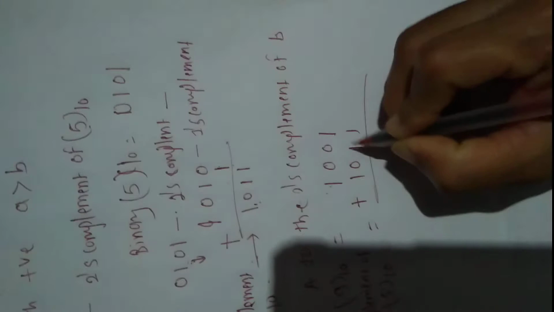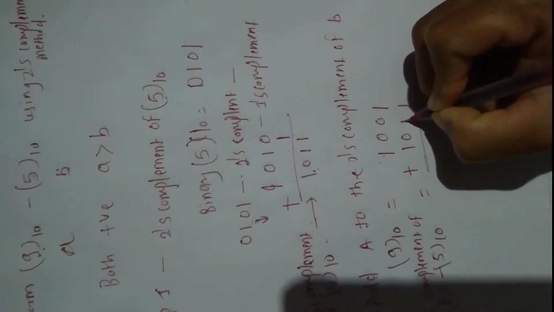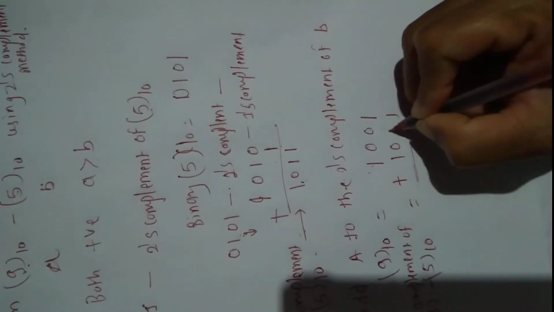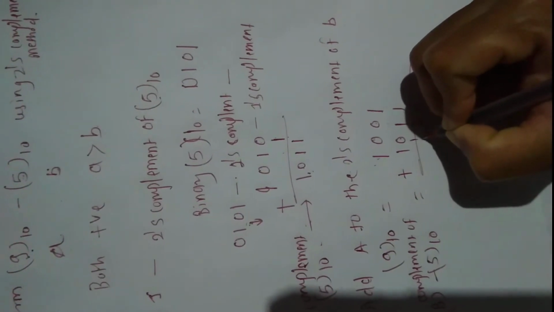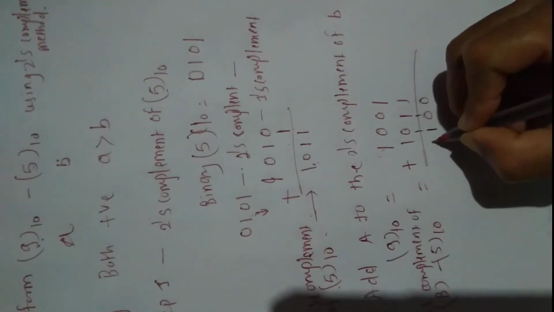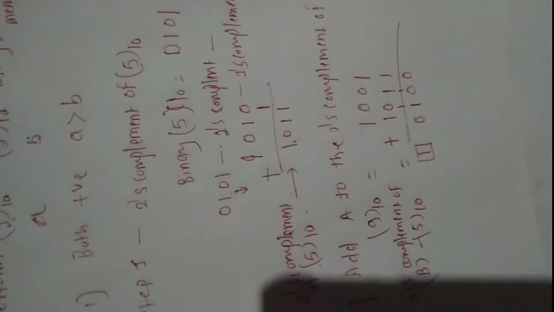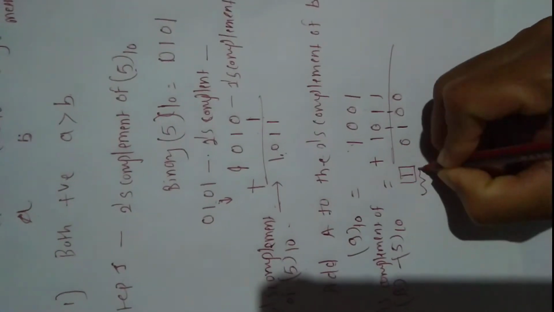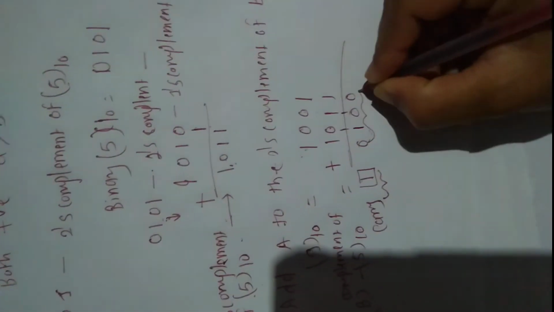Then the addition: 1 plus 1 is 0, carry 1; 0 plus 1 and the carry gives sum 0 carry 1; 0 plus 0 plus the carry gives 1; and 1 plus 1 is 0, carry 1. If carry is generated, then the result is positive. Carry is generated, so the answer is positive and the answer is in its true form.